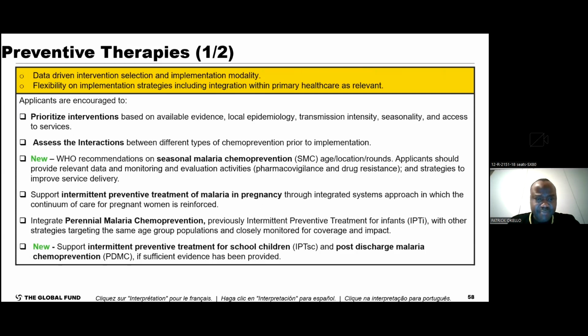For preventive therapies, we have had the improved or new guidance from WHO in the areas of SMC, seasonal malaria chemoprevention, on perennial malaria prevention, previously IPTi, and of course, the usual prevention of malaria in pregnancy. So for this, there is new guidance available in WHO, and we hope you'll have opportunity to look at that. And using your country data, be able to determine where this can be applied. Next slide.